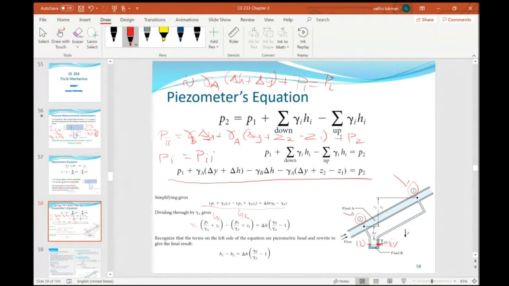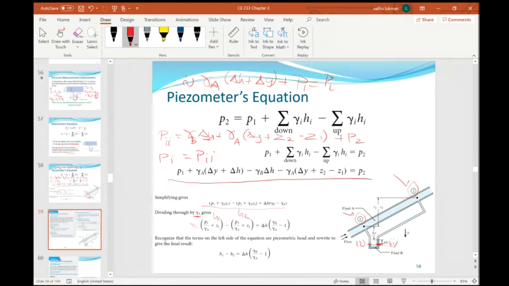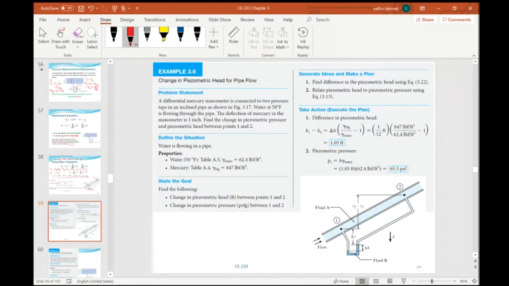Okay, and this is the piezometer's equation, which uses the same principle as well. That is the fact that at the same elevation, points I and II, the pressure at I is equal to the pressure at II. So when we find the pressure at I, which is equal to this, and this is the pressure at II, we equate them and arrive at this one. And we simplify by dividing by gamma, and we have it in the form of the piezometric head, H1 and H2.